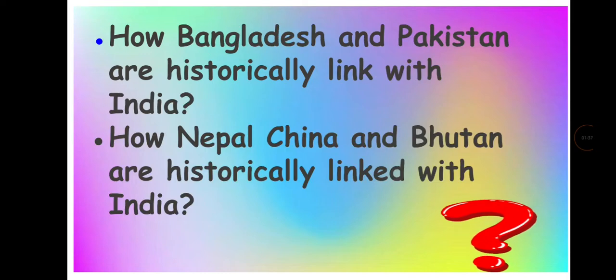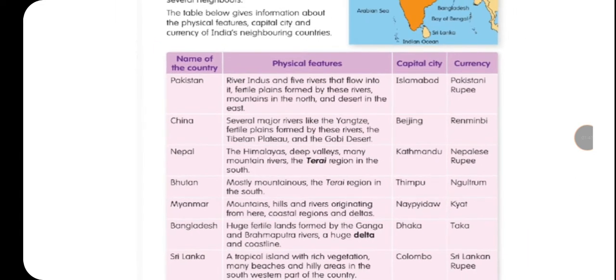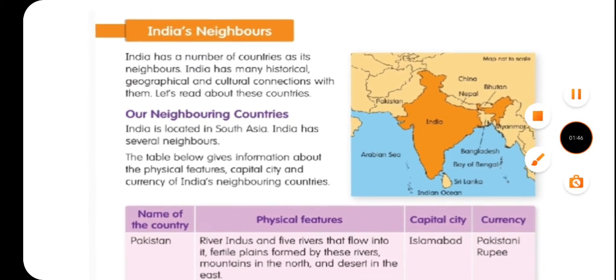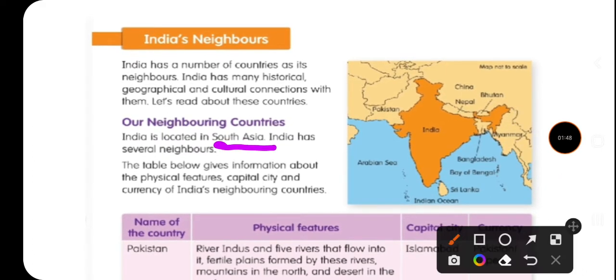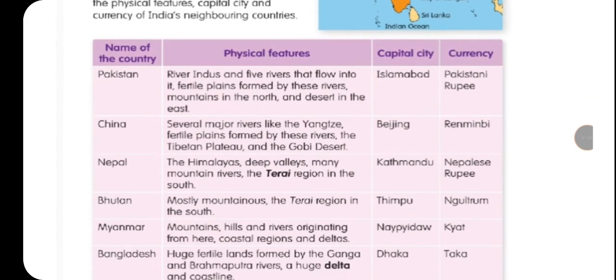So, physical features. These are neighboring countries of India, and where is India located? India is located in South Asia. India has several neighbors, and we will discuss the physical feature, capital city, and currency of each country.